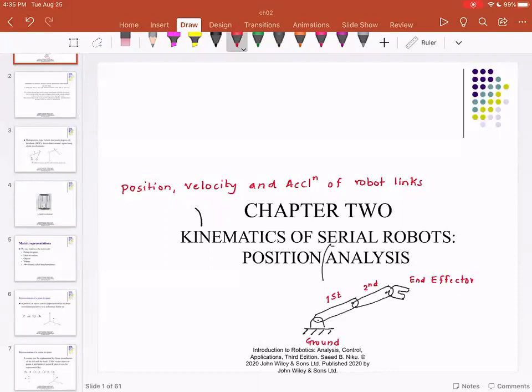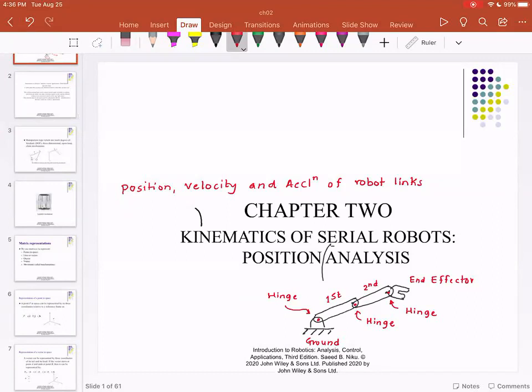Now these links are attached to each other by means of joints. So in this particular robot case, this is a hinge. You have a hinge between the ground link and link number 1. You have another hinge between link number 2 and link number 3. And then you have the third hinge between link number 2 and the end effector.